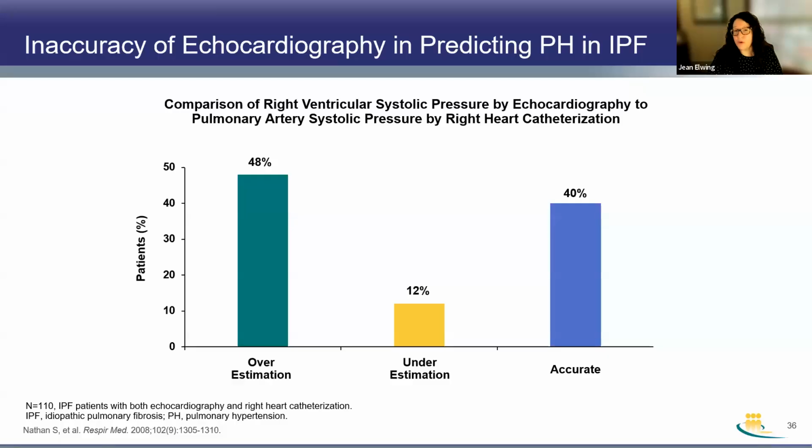But the pulmonary pressures alone cannot drive you in one direction or the other, because more than 40% of the time, they're going to overestimate the pulmonary pressures. And they also will underestimate the pressures more than 10% of the time, and only 40% they're in the accurate range, based on a study published in 2008 by Dr. Stephen Nathan. So helpful, but not the end-all be-all. We cannot diagnose pulmonary hypertension with echo alone.